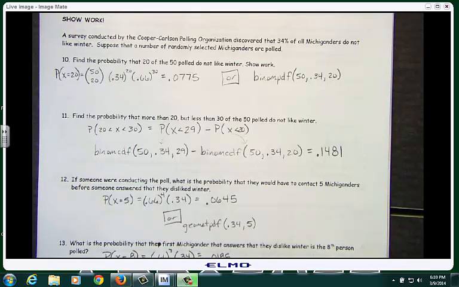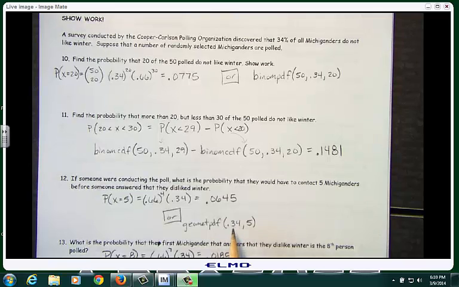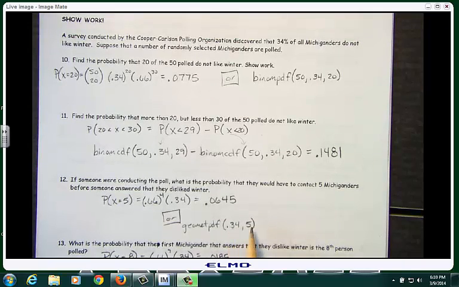Or you could have done a PDF calculation on the calculator, entering in your probability and the number of the trials that you wanted it to be a success. So 0.34 didn't like it. So this would be the probability of it being the 5th one that finally disliked winter.